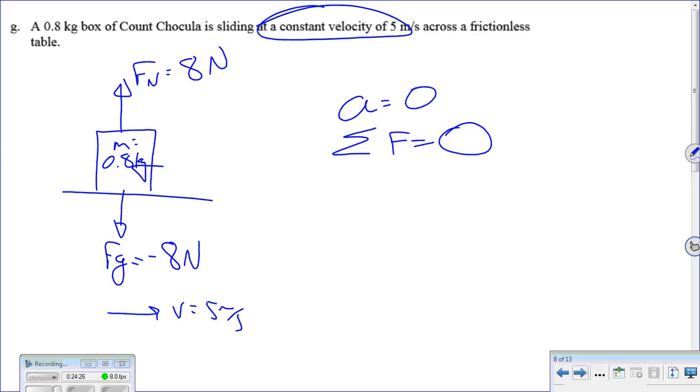Okay. I had to talk about this one for like 5 minutes last time. Is everybody good with it? You guys understand there's nothing pushing it forwards, nothing pushing it backwards, it's just sliding along, right? Okay, great.